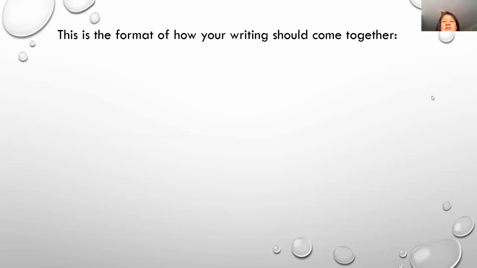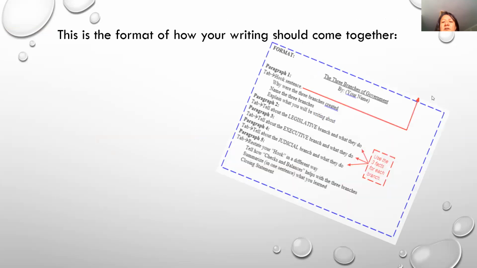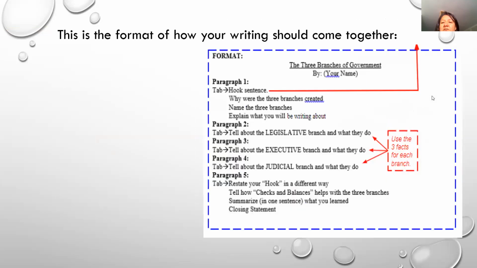So this is the format of how your writing should come together. This is the format. So at the beginning, you're going to write down your title, the 3 branches of government, by, and then you're going to type your name. So in paragraph 1, you will put it in order this way. First sentence, you're going to write your hook sentence.